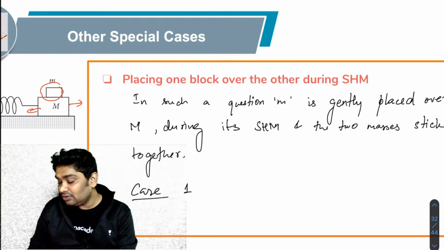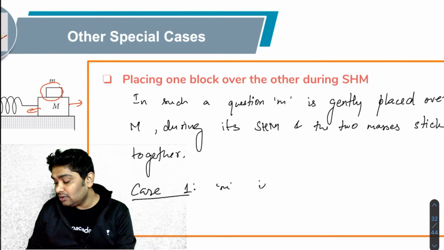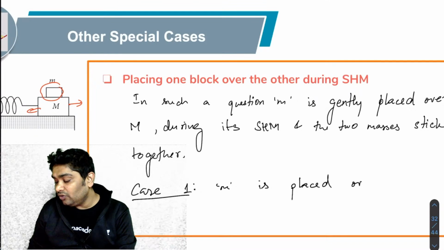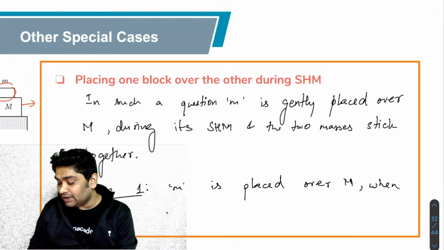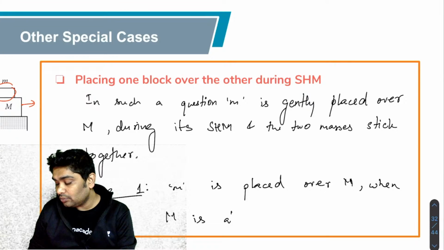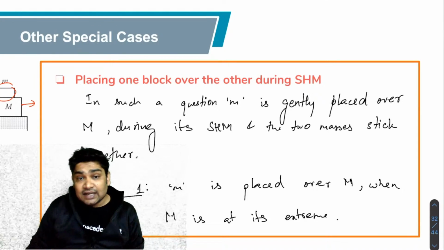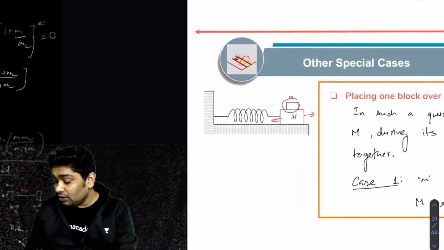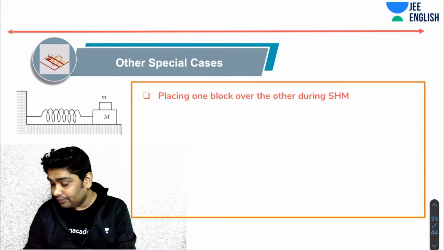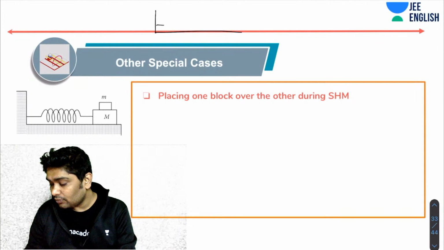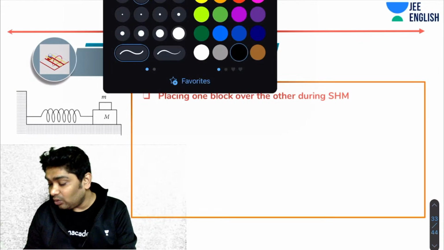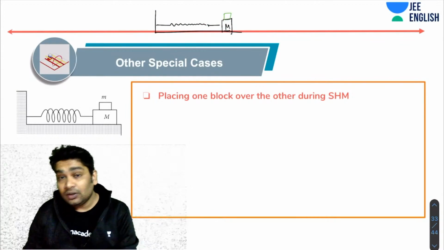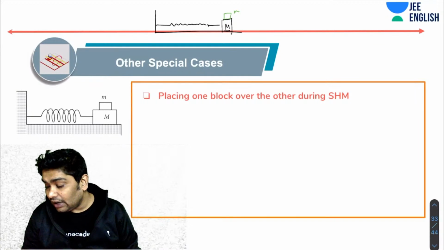Case one: small m is placed over capital M when capital M is at its extreme. Now, in this case, what you will realize is at the extreme, the mass capital M would be at rest, right? Now, when you place small m over it, what will happen? It is already at its extreme and it will try to go back.